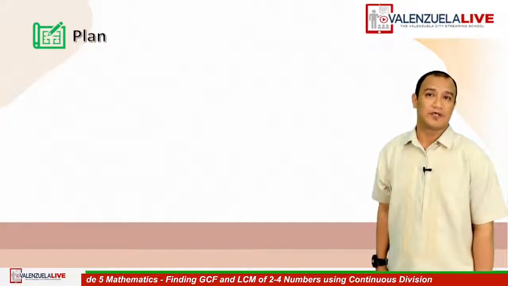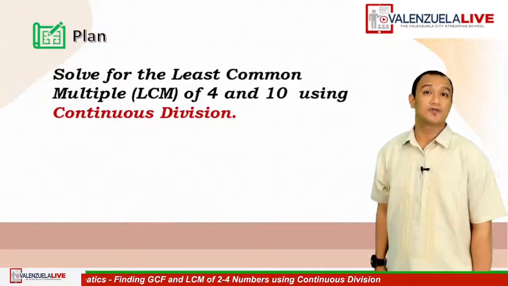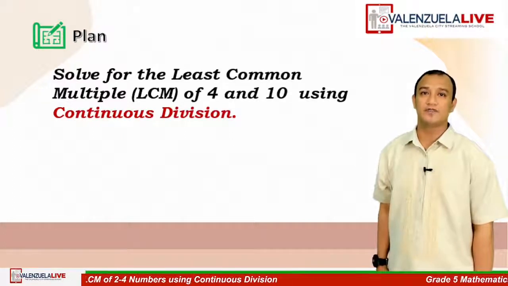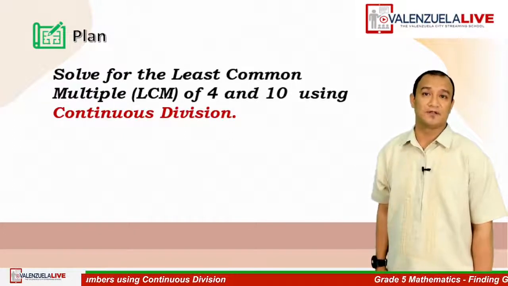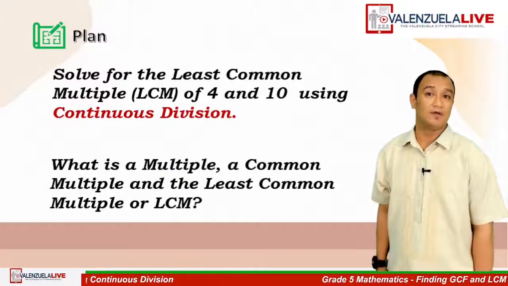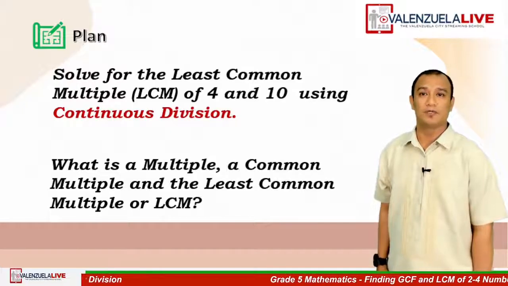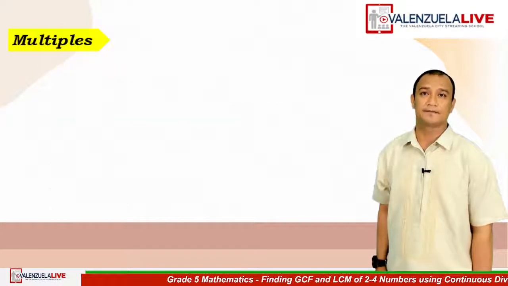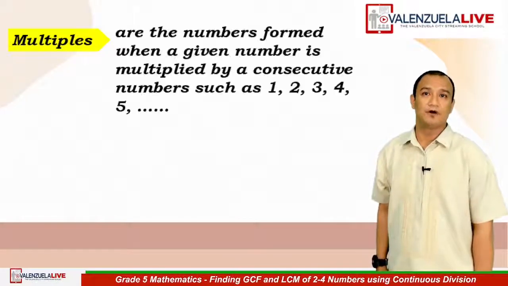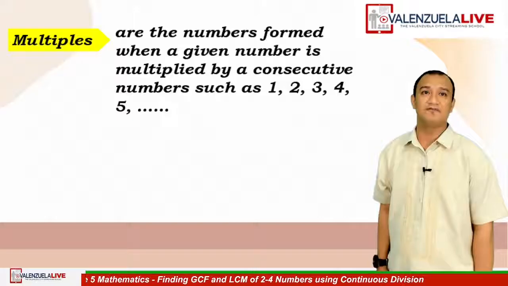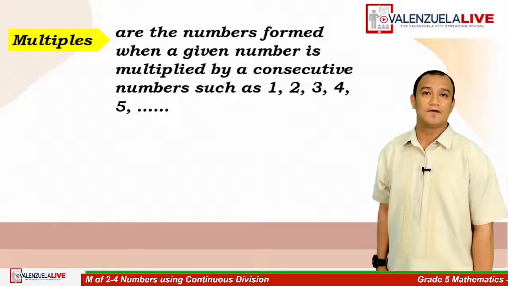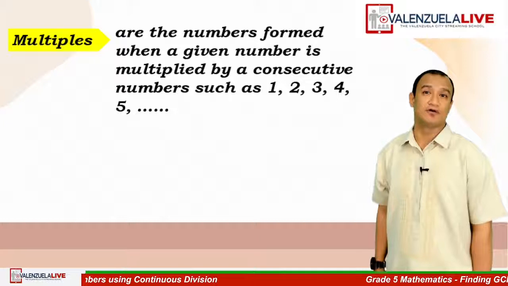Now, to carry out the plan, we are going to solve for the least common multiple or LCM of 4 and 10 using continuous division. But before that, let us define what a multiple, a common multiple, and the least common multiple or LCM are. First, multiples are the numbers formed when a given number is multiplied by consecutive numbers such as 1, 2, 3, 4, 5, and so on.